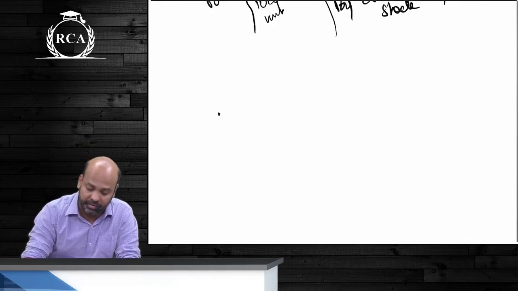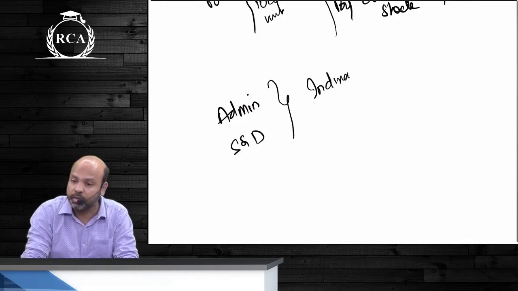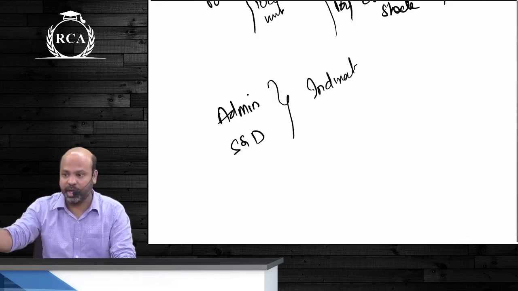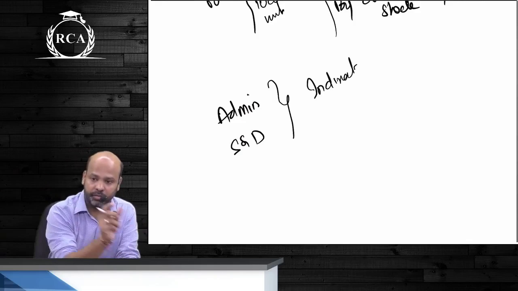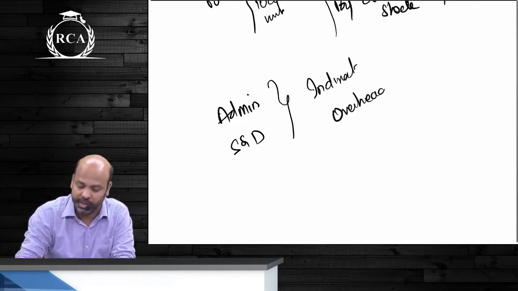In fact, guys, everything that we incur under administrative, everything that we incur under selling and distribution is indirect in nature. By default, we have a habit of writing administrative overheads. I'll talk about this. The word overhead means indirect expenditure. It's another word for indirect expenditure.